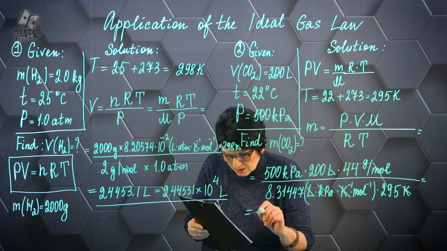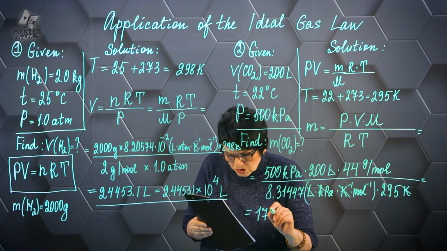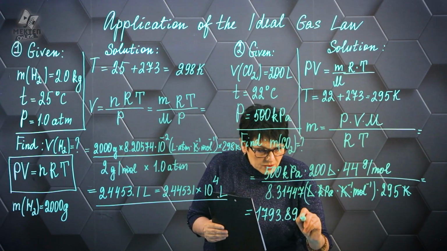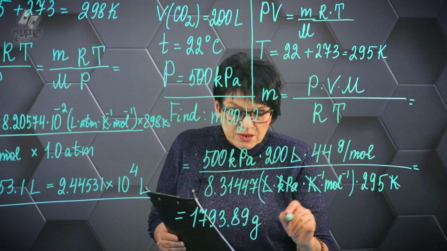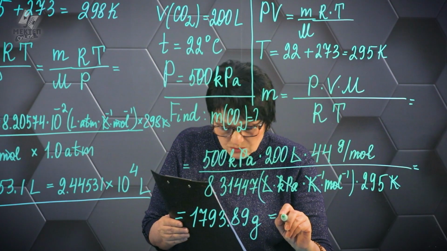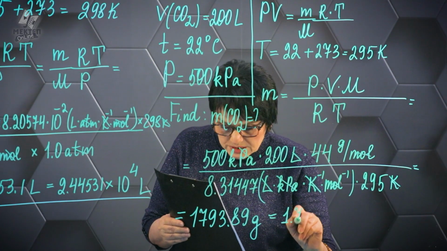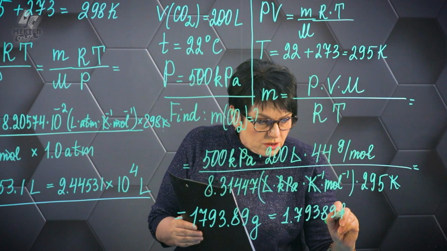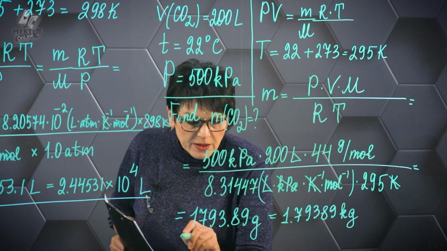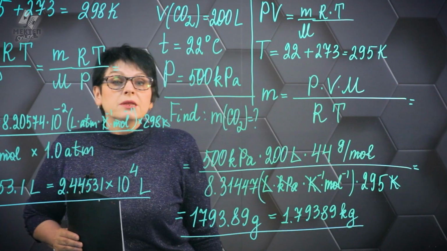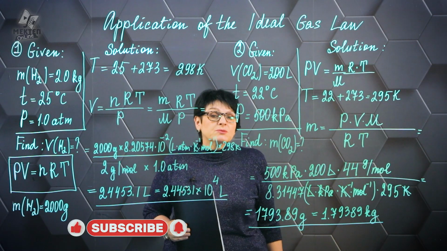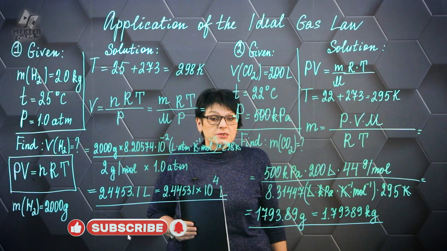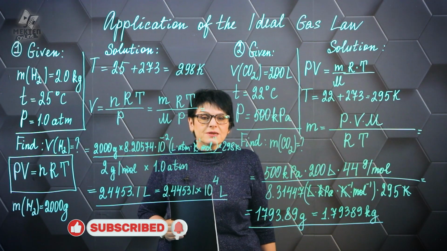It will be 1793.89 in grams, or if we translate, for example, into kilograms, it will be 1.79389 kilograms. In any case, the answer is found, and in this case, we used the equation of state of an ideal gas as a solution to the problem. I hope you understand. Goodbye.